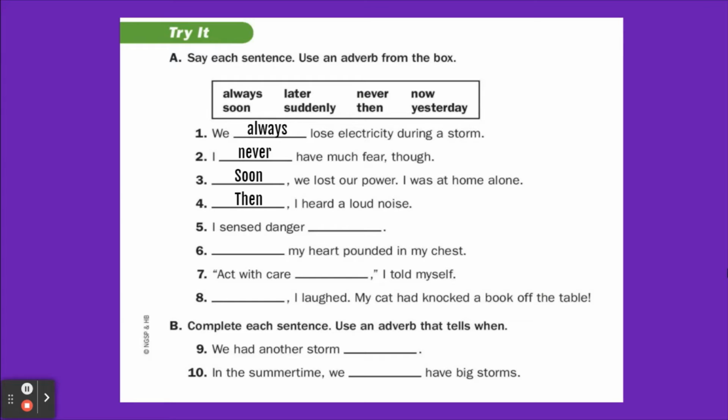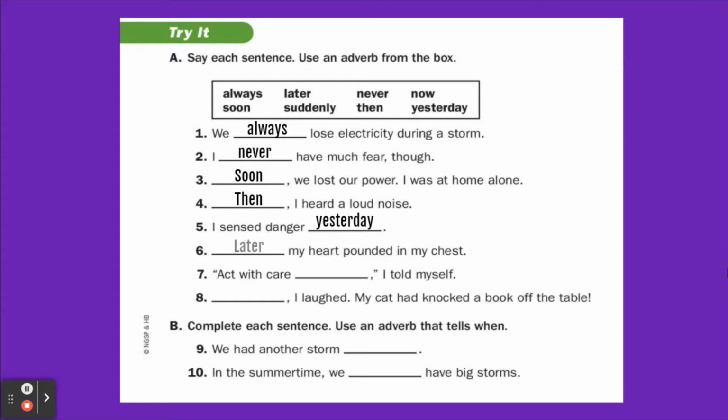Okay, number 5, I sensed danger blank. Okay, I sensed danger yesterday. That's the one that I used. I mean, they're almost not quite, but they're almost interchangeable. Okay, so it's whatever makes the most sense to you. Okay, number 6, blank. My heart pounded in my chest.